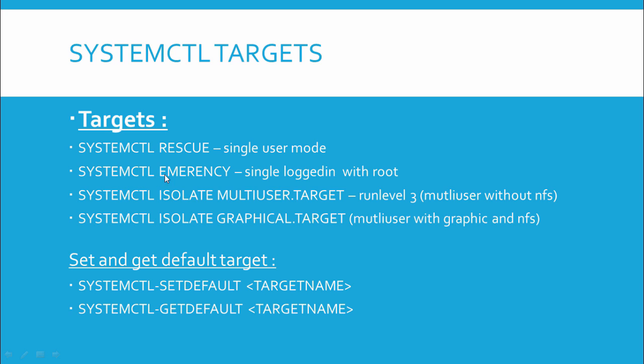Once it is rebooted, the system will automatically start into the default target. Here are the multiple systemctl modes where we can directly give the systemctl command along with the target, and the system will start into that particular mode, but only once. Now if I want to set any particular mode as the default target, we have the command systemctl set-default and the target name.